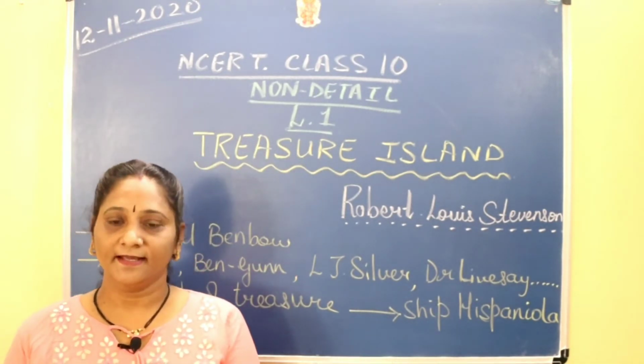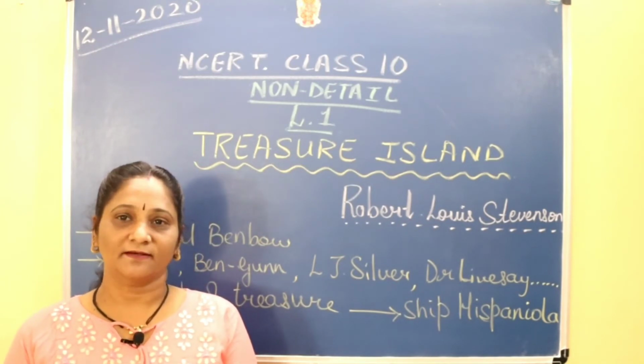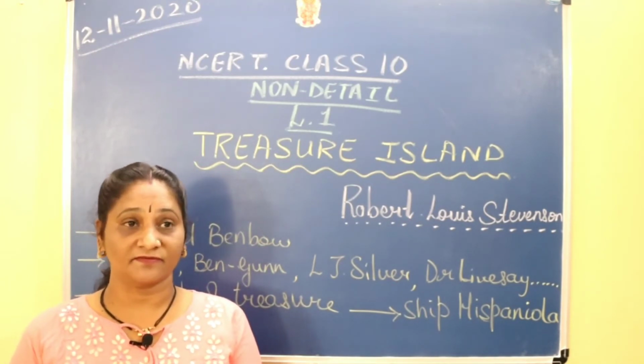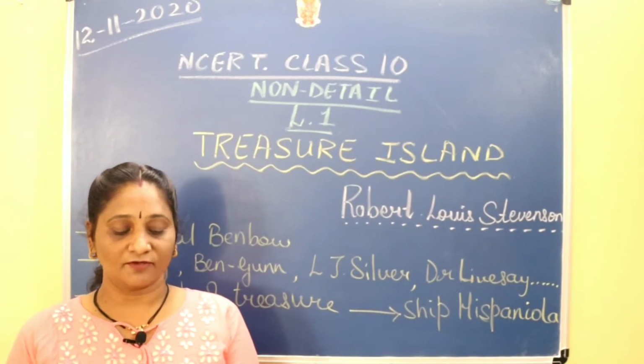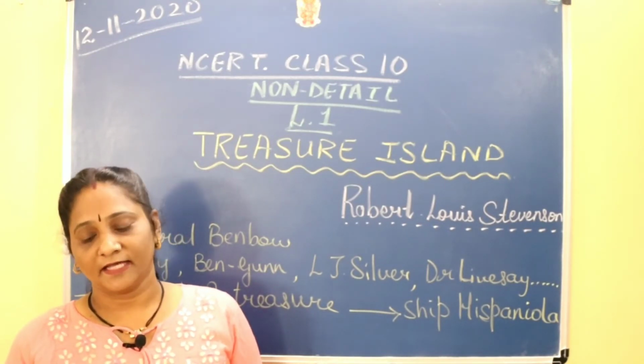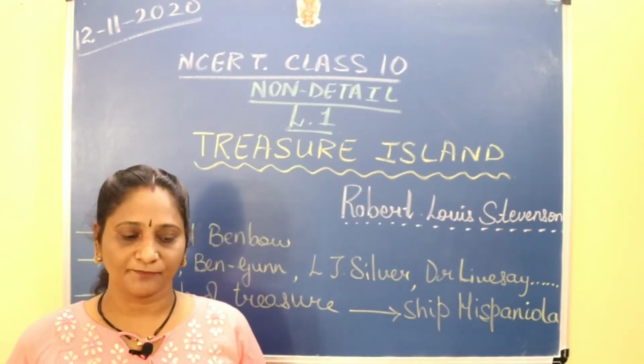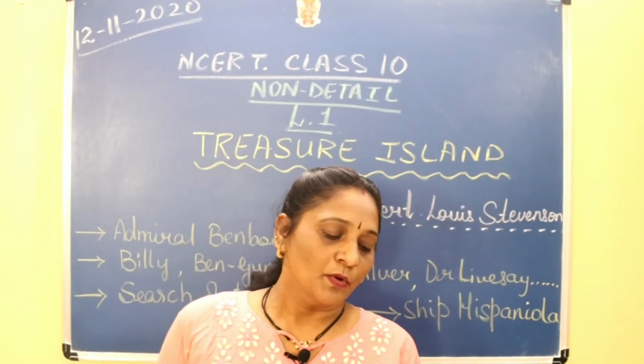On the other hand, an apprentice was hired to help Jim's mother. Jim's mother needed help as she was aged. So there was one person who came to help her to run the Admiral Benbow Inn. Jim moved with the revenue officers.